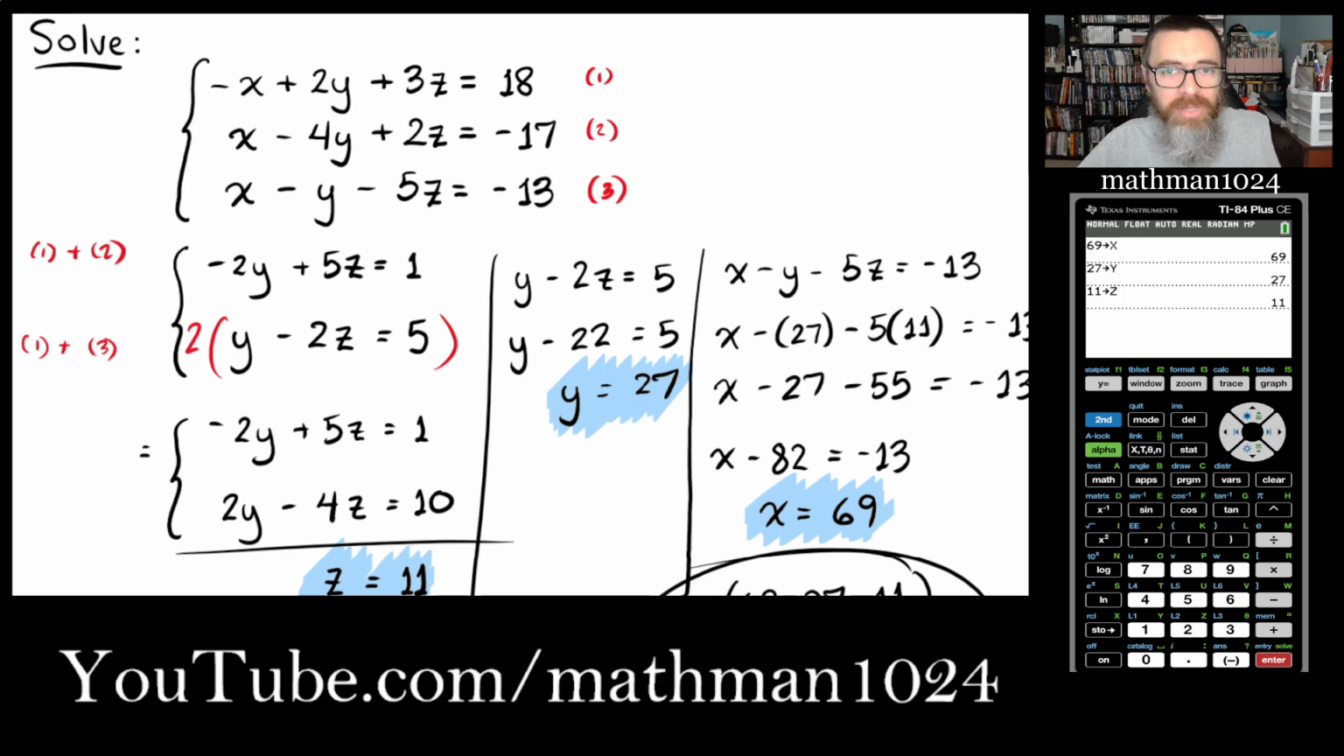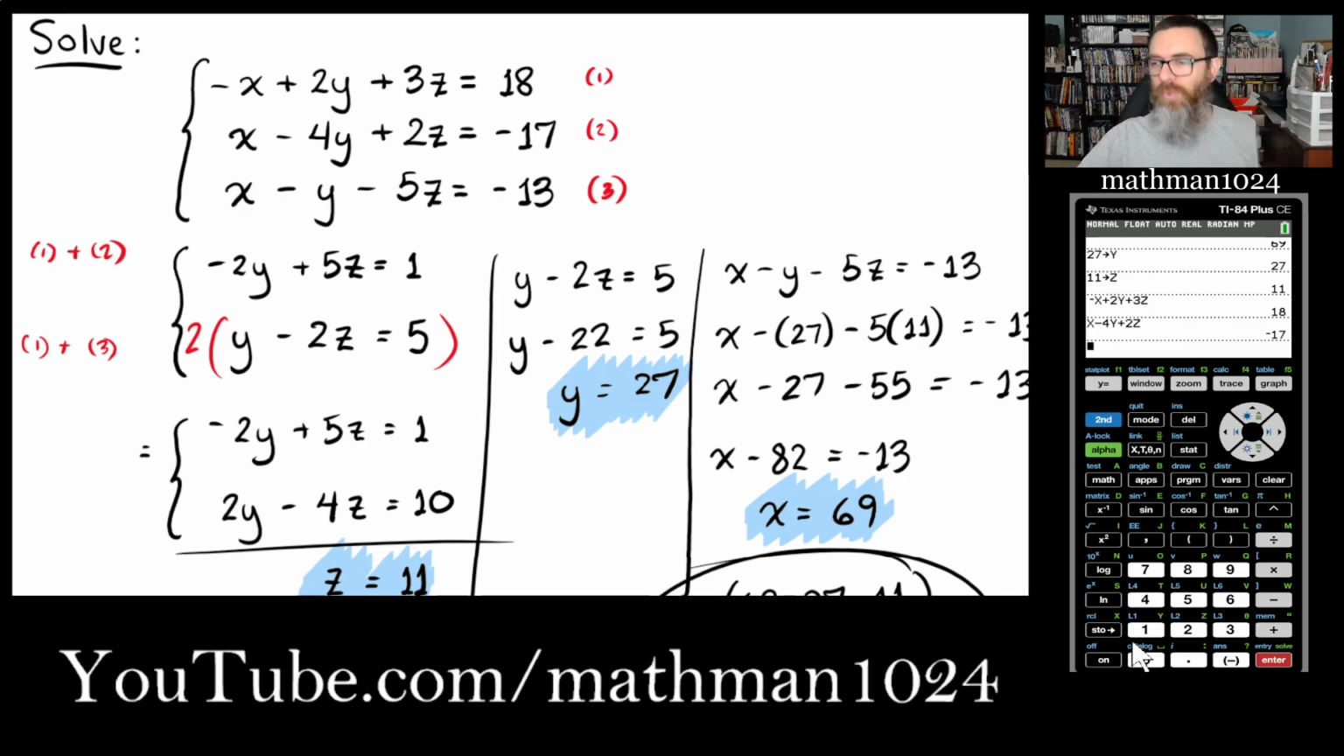So let's type in these equations and see if it works out. So if I do negative x plus 2y plus 3z, according to the equation that I have in my notes, that should equal 18. Let's see. Awesome. But, you know, sometimes we get lucky. Let's try all of these. So x minus 4 alpha 1 for y plus 2 alpha 2 for z. Does this equal negative 17?